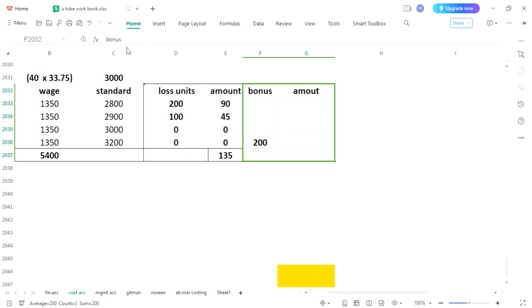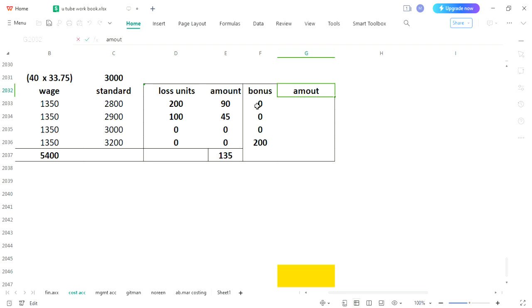the amount of bonus. First worker would not get any bonus because no extra production was made. Second worker, no extra production, so no bonus. Third worker, no extra production, no bonus. Only fourth worker will get its extra. Fourth worker had produced extra units, so it will get extra amount as well.